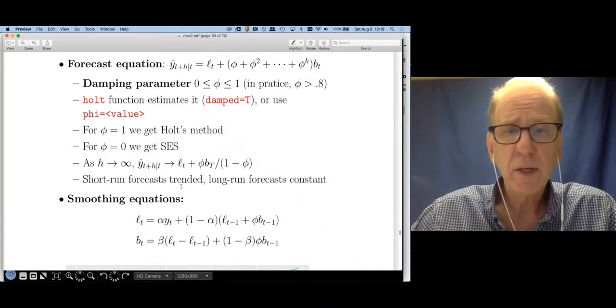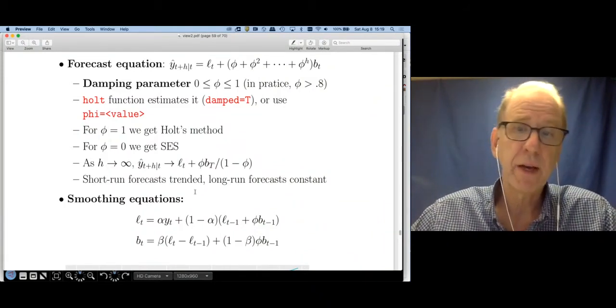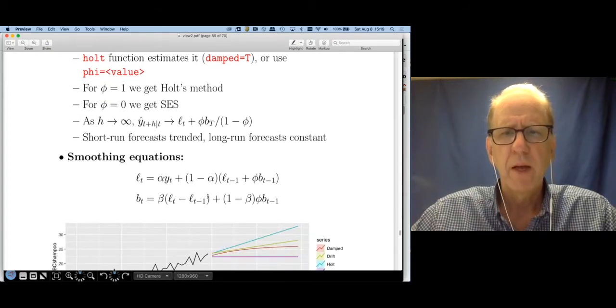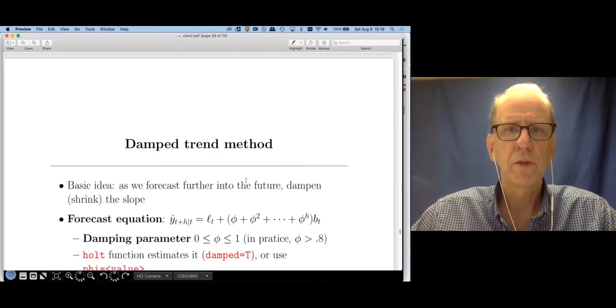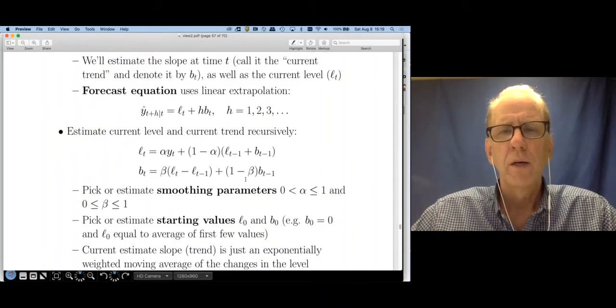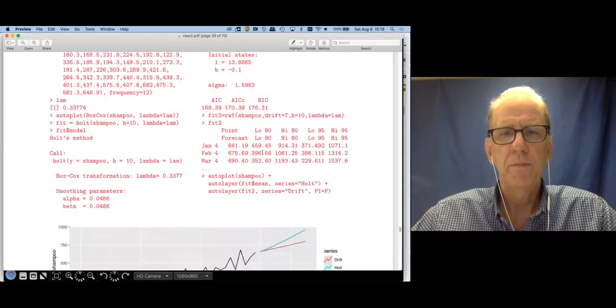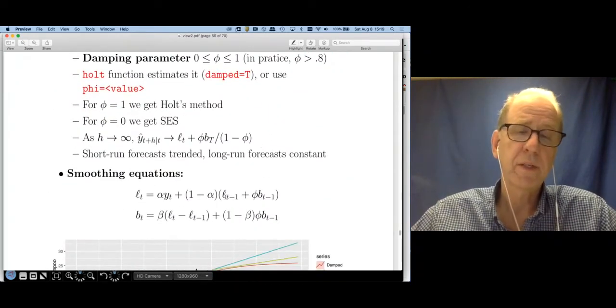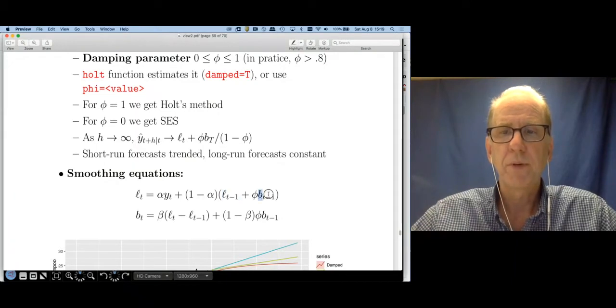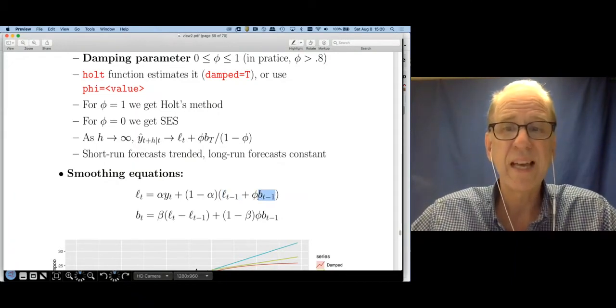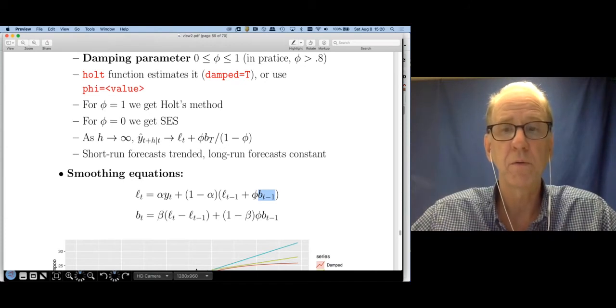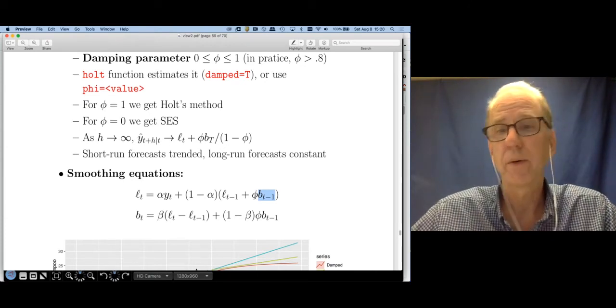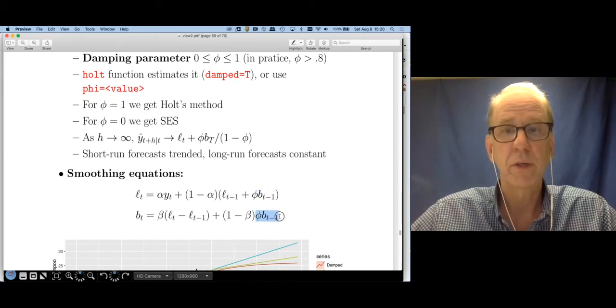Okay, the smoothing equations have a very slight modification from what we had before. And so what we had before, let's go look at those. With Holt's method, we took the previous level plus the previous slope estimate. And what we're going to do here is basically the same thing, the previous level plus the previous slope estimate, but remember we have to dampen that. And so we multiply it by phi because we're just going one period out. And then likewise down here, we do the same thing, we dampen that value.